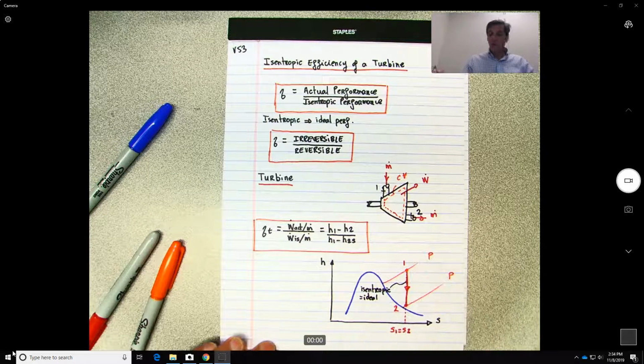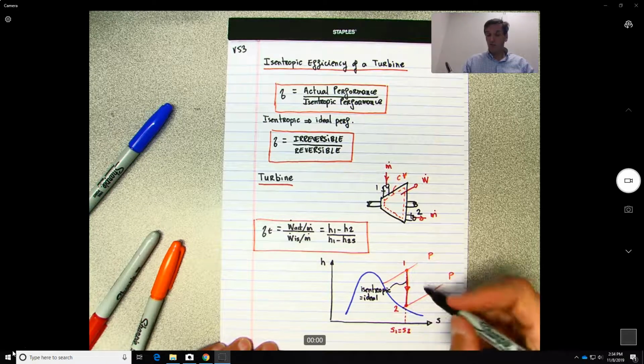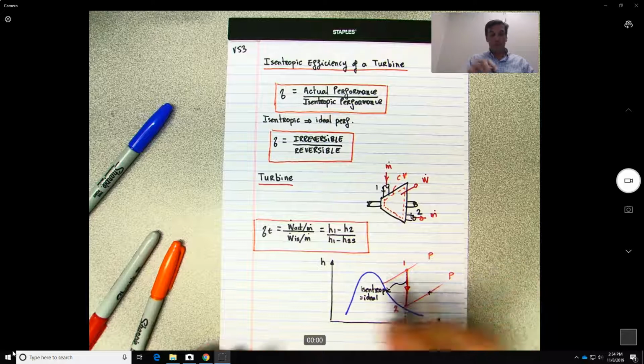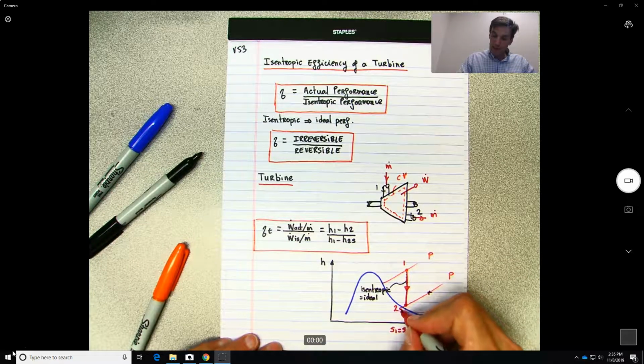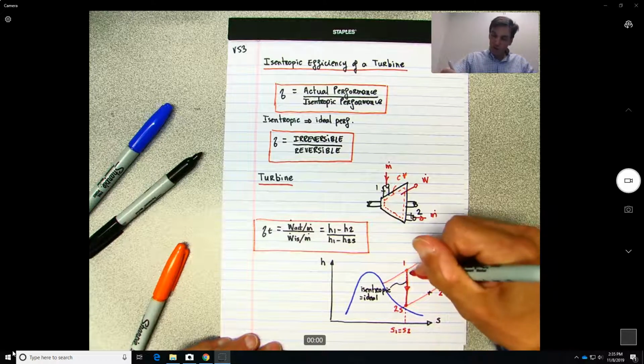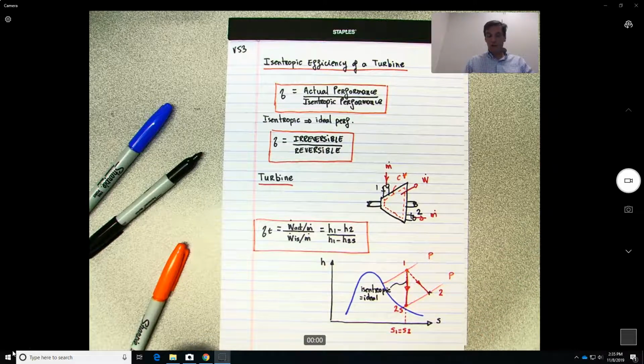But in real life, what really happens? We know that we're going to lose some energy. We're going to waste some energy. So that means that S is not going to be equal to S2, so it should be, let's say, somewhere over here. So let's say this is 2S, this will be 2. So the actual, let's say, will be over here.